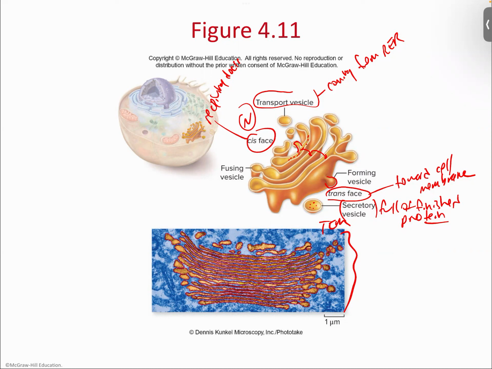Okay. So this is an important point: the cis face is the receiving dock, and the trans face is basically the shipping dock over here, where everything leaves. Okay.